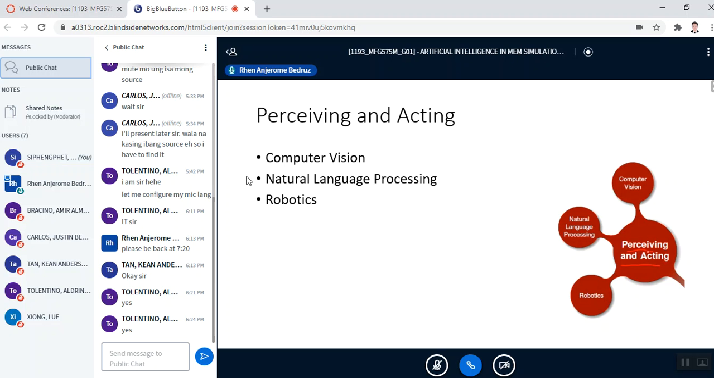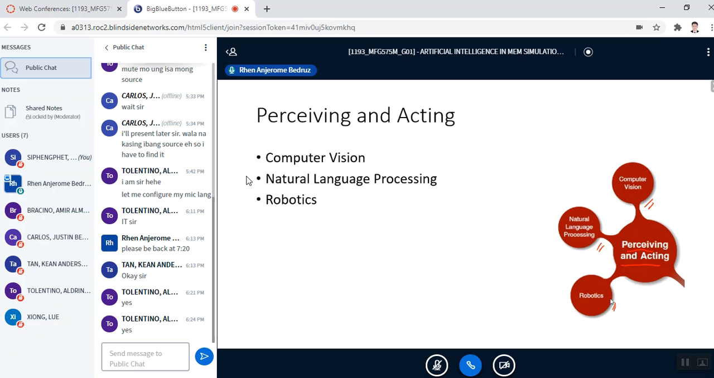Under perceiving and acting, generally you could see computer vision, natural language processing, and robotics. Have you heard of them? Have you heard of computer vision, natural language processing, or robotics? I hope that you have heard them even once or twice. Maybe reading your papers, you should know that they used computer vision, natural language processing, or maybe robotics.